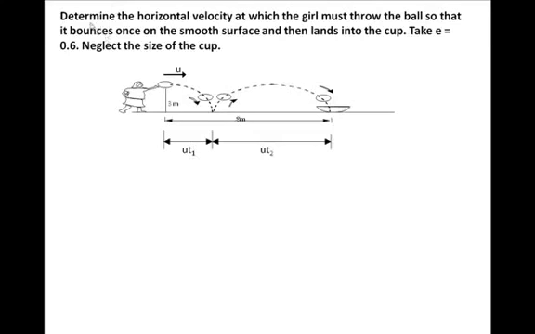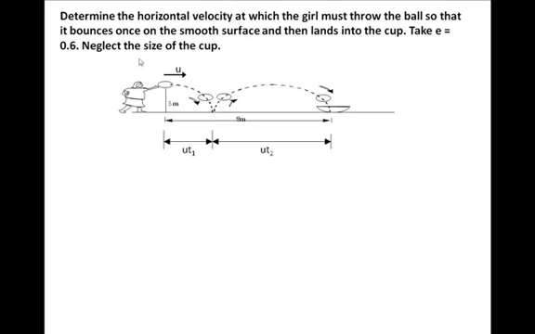See, the first problem says determine the horizontal velocity at which the girl must throw the ball. This girl is throwing the ball with horizontal velocity u, so that it bounces once on the smooth surface and then lands in the cup. So she leaves with horizontal velocity u, this ball. It goes, bounces here and again comes back and it exactly falls in this cup.